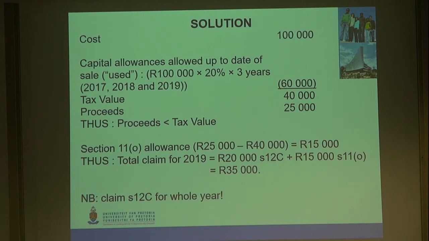Okay, the taxpayer would elect it, which means in the 2019 year of assessment, this taxpayer is going to get their normal 12C allowance for the year, because remember, you still claim it for the year, and they're going to get a Section 11(o) allowance for the year, so their total deduction on this machine is 35,000 Rand. Okay, so it's just an extra deduction during the year. Again, be careful, not applicable on buildings, not applicable if it was between connected persons. Otherwise 11(o) can be used by everyone.